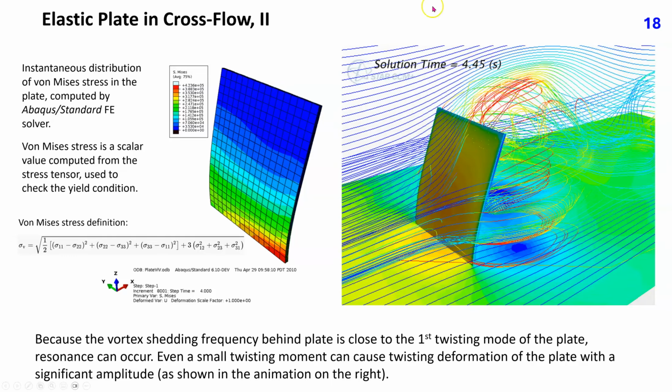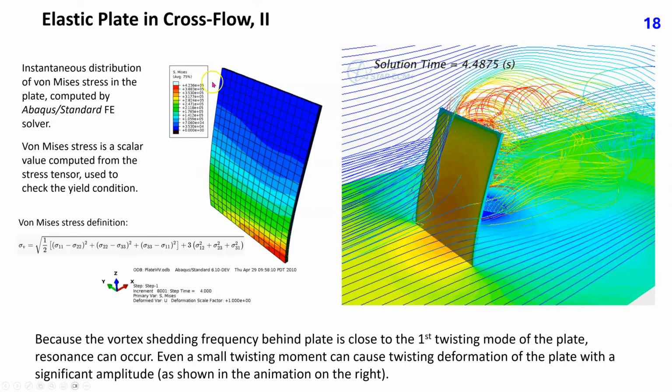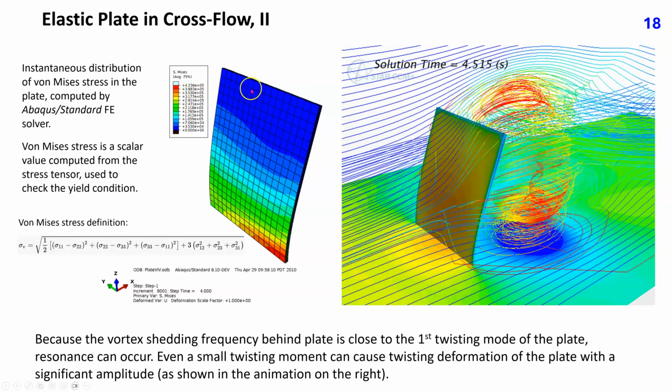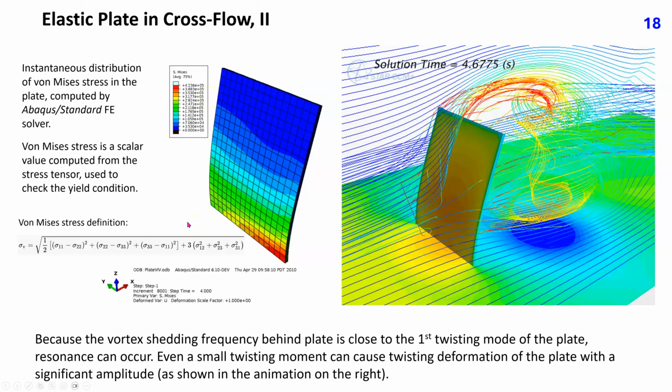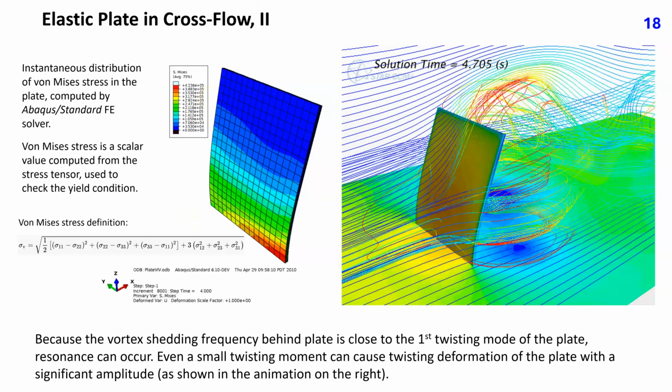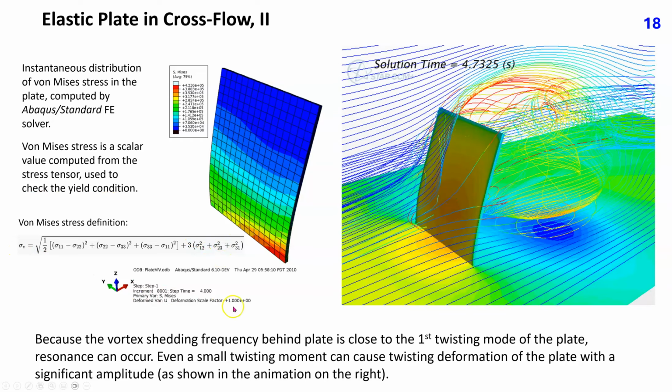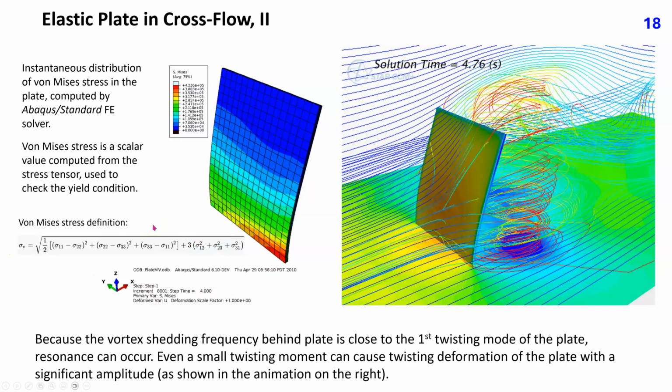This plot shows the instantaneous distribution of von Mises stress in the plate, computed by the Abaqus Standard FE solver. Von Mises stress is a scalar variable computed from the stress tensor using this expression. It is often used to check the yield condition.